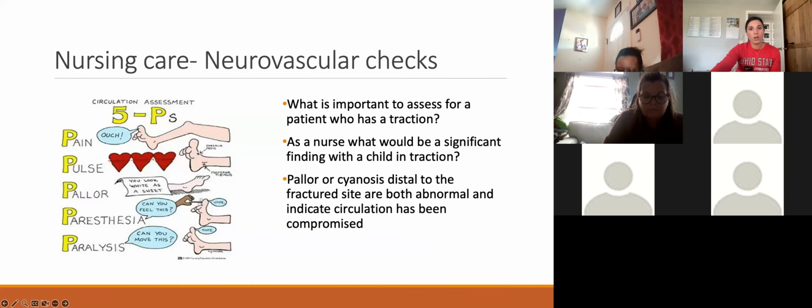So when we're doing our neurovascular checks, we are going to be assessing the 5 Ps, making sure that they can feel pain, they have good pulses below the site of injury. We want to assess for pallor, or that pale color, pale or blue. And then paresthesias, making sure they still have sensation down there. And finally, paralysis. They can still move the extremity below the site of injury.